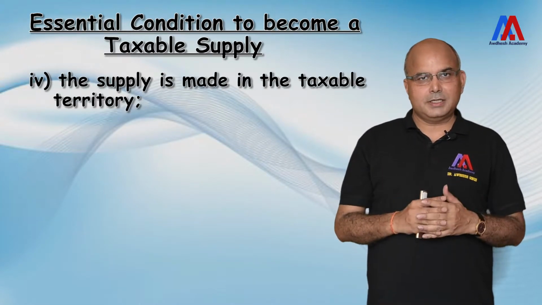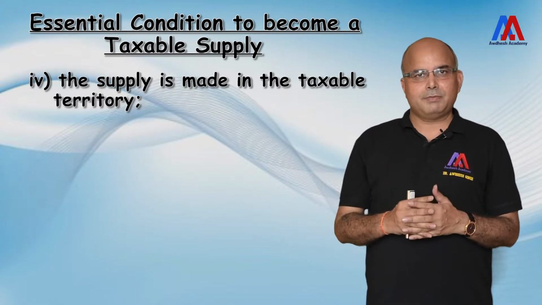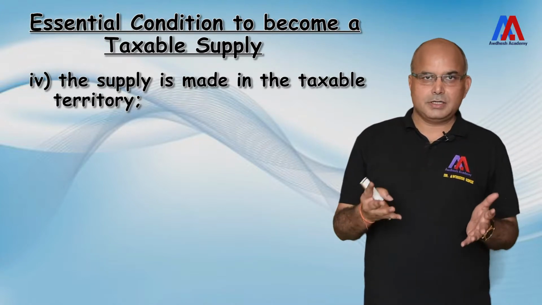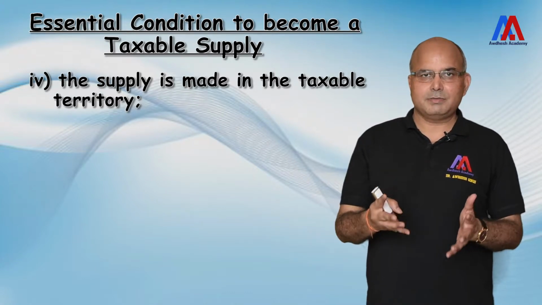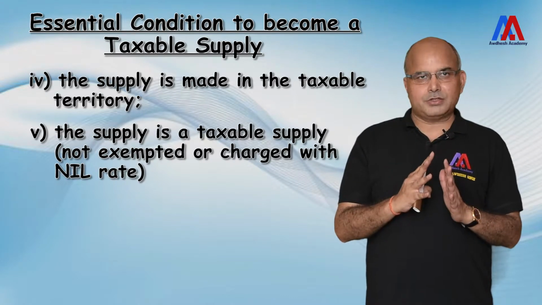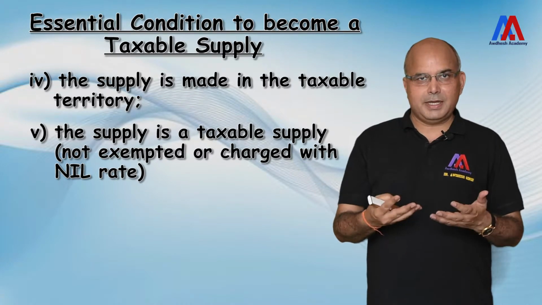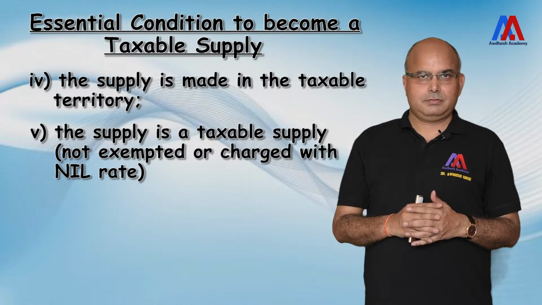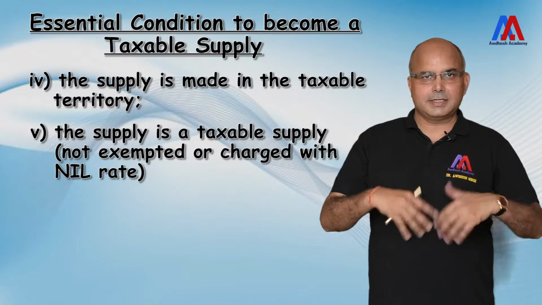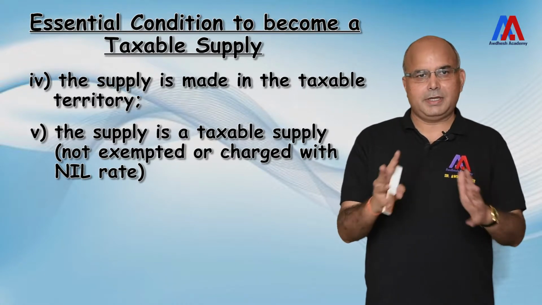The fourth important thing is that it should be done in the taxable territory. If the supply is made outside the taxable territory, then also it is not a taxable supply. Then the fifth important thing is the supply should be a taxable supply. It means that if on the supply the rate of tax is 0 or the supply is exempted or it falls under the exempted category, then also it will not be called a taxable supply.